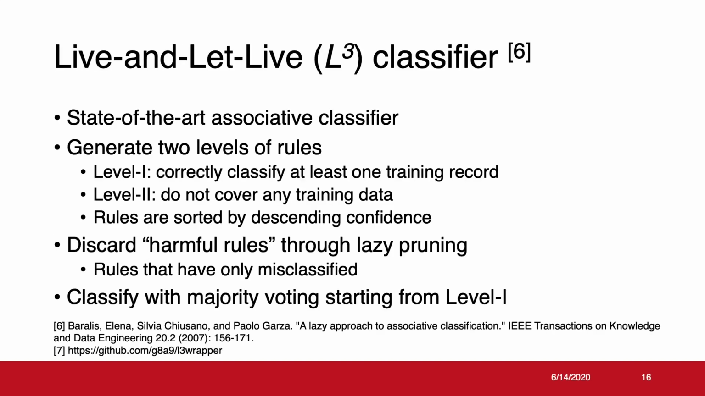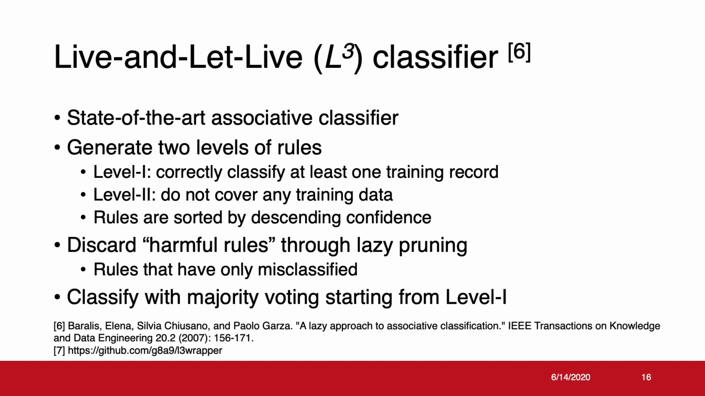The proposed system makes use of the Live and Let Live, or L3 in short, associative classifier. Its model is composed of two levels of rules: level 1, which contains all the rules that correctly classified at least one training record, and level 2, which gathers all the rules potentially useful but that do not cover any training data. In both levels, rules are sorted by descending confidence.